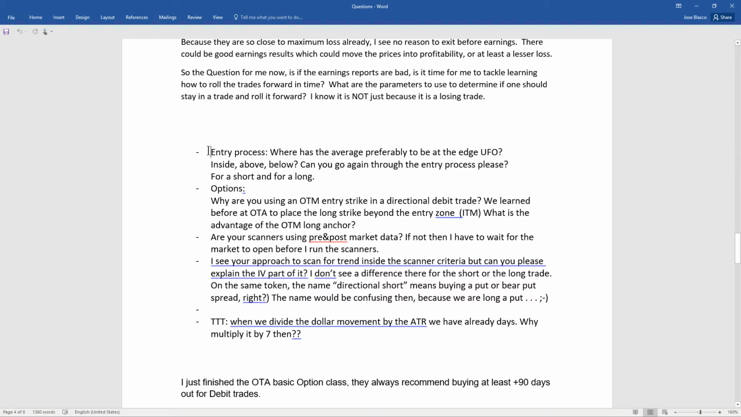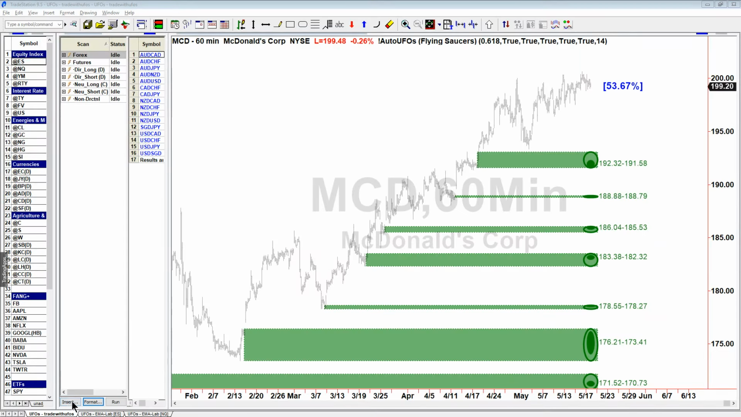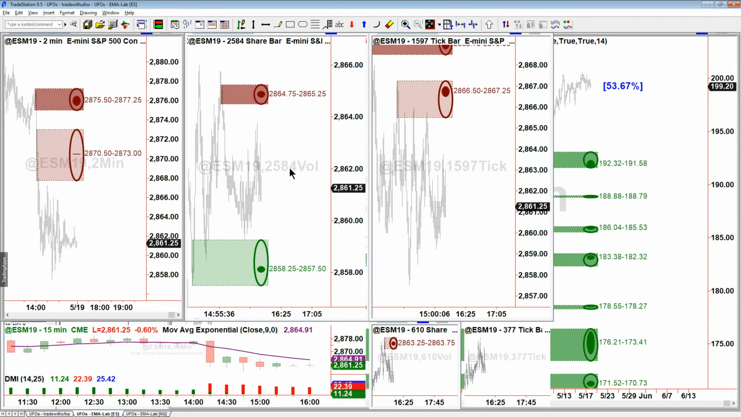Anyway, entry process. Where does the average preferably have to be, at the edge of the UFO? Inside, above, or below? Can you go again through the entry process, please, for a short or a long? So again, the question is, and I know sometimes it's tricky, and we will keep evolving as well in that sense.